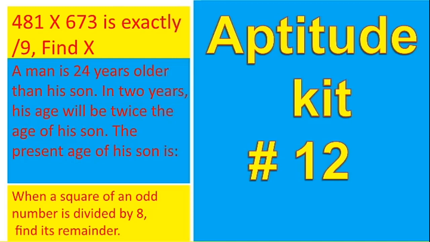Today we are going to learn aptitude. The first question is: 481x673 is exactly divisible by 9. Find x. The second one is: a man is 24 years older than his son. In 2 years his age will be twice the age of the son. Find the present age of the son.